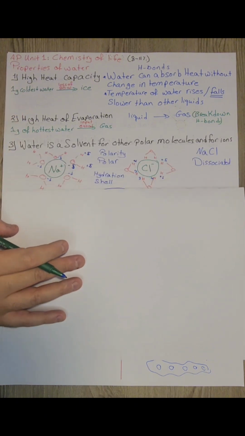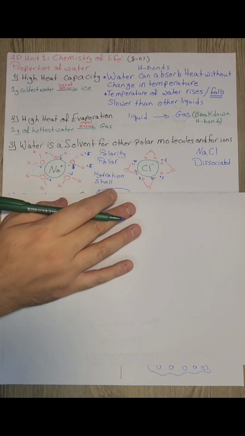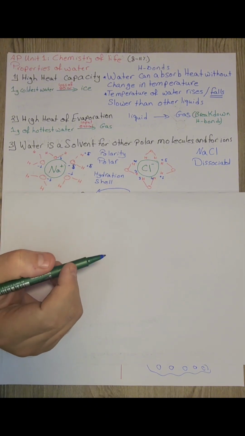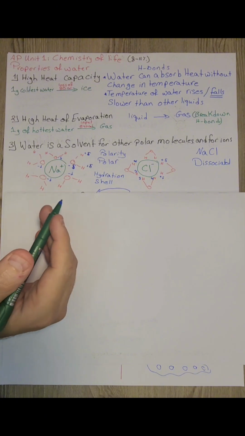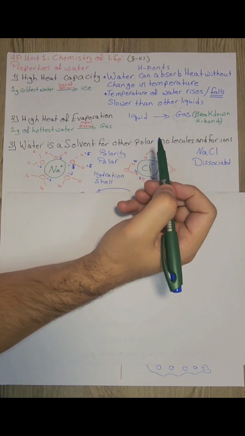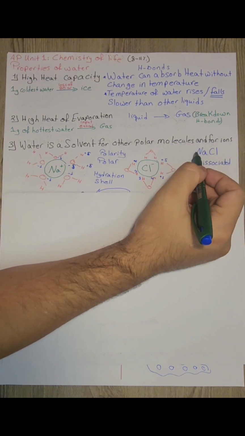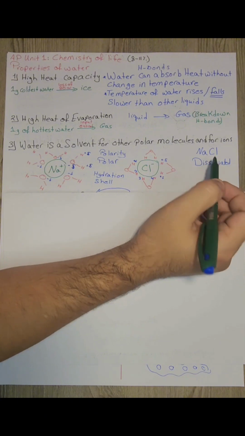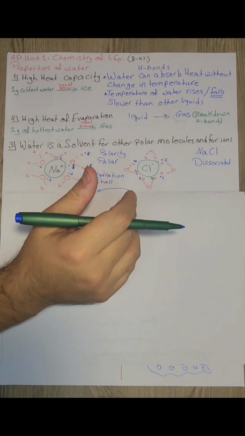Now let's move to the third property of water, which is that water is a solvent for other polar molecules or ions. Take for example this ionic compound, sodium chloride. It has to get dissociated in water.